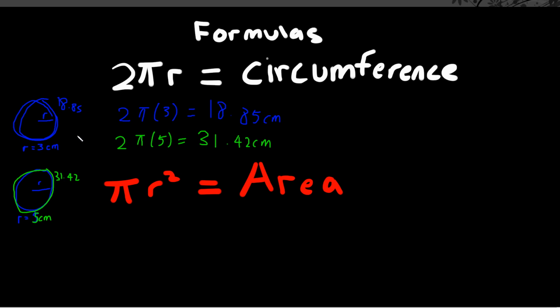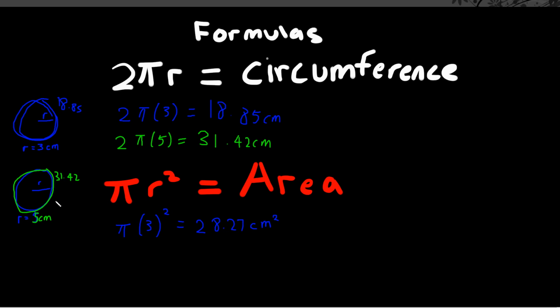18.85 cm. So using the same circles, you want to calculate the area. Again, simply put the radius value into your formula, pi times r squared, which for your first circle is 3 squared, type that in the calculator, 3 squared times pi, you would have gotten 28.27, and the unit for area would be square centimeters.